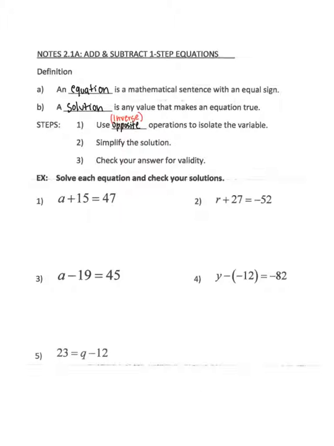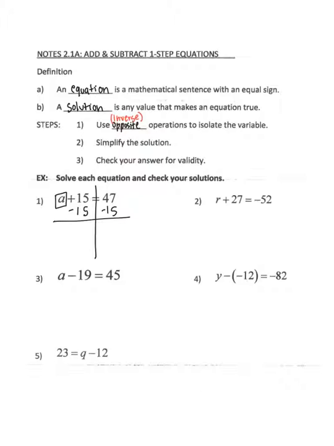So for number one, let's look at an example. It says solve each equation and check your solutions. So if we look right now, we have a as our variable. We want to isolate a. That means we want to get rid of that plus 15. Well, if we look at step number one, it says use our inverse operation to isolate our variable. The inverse of addition would be subtraction. So I'm going to subtract 15 from both sides. I'm going to draw our line down the middle of our equal sign to keep track of what's happening on both sides.